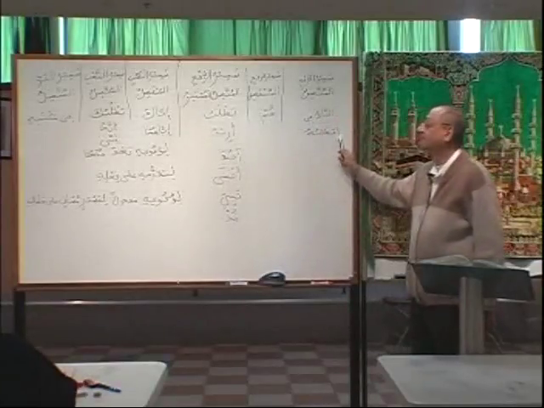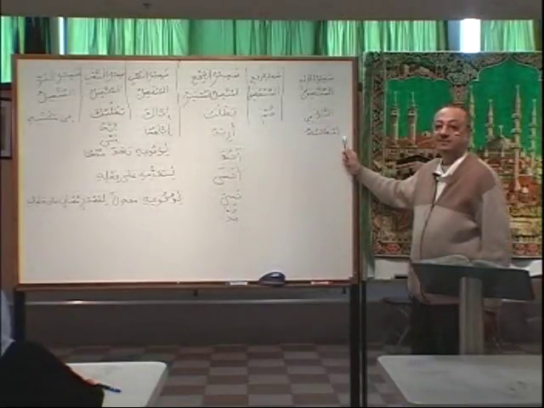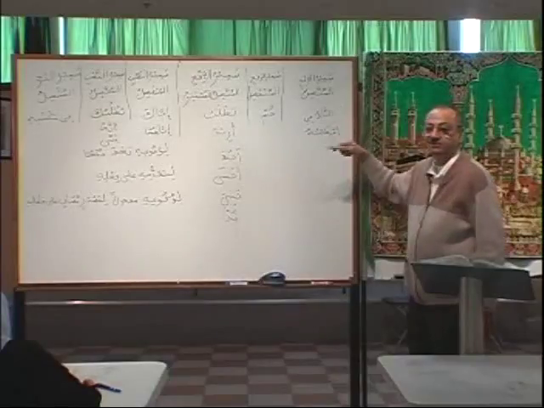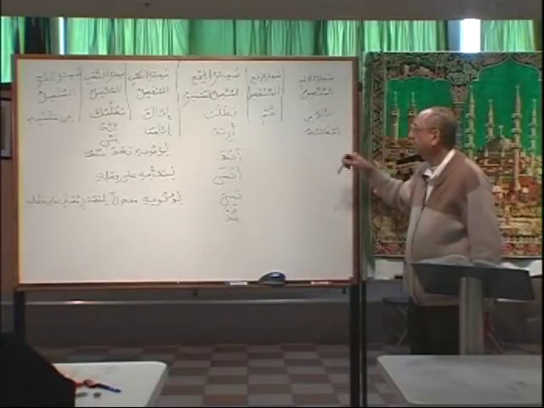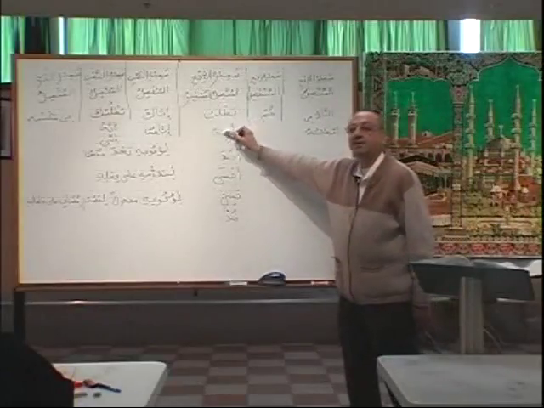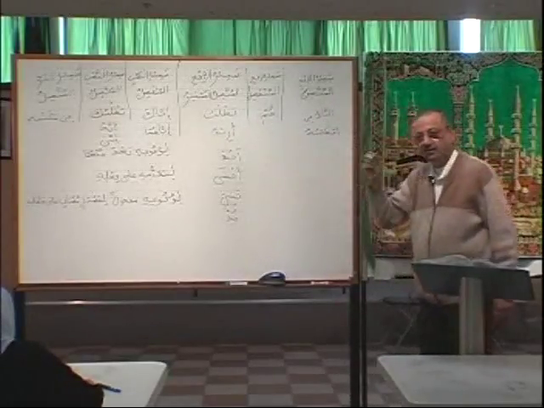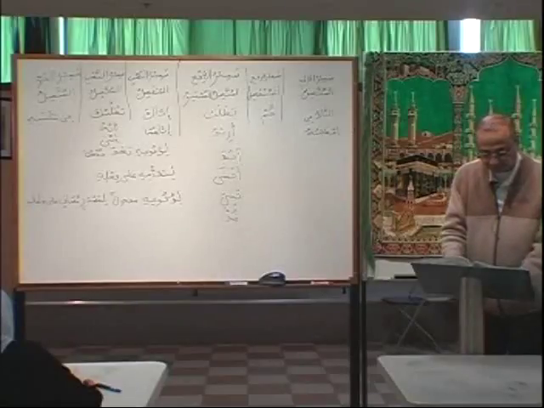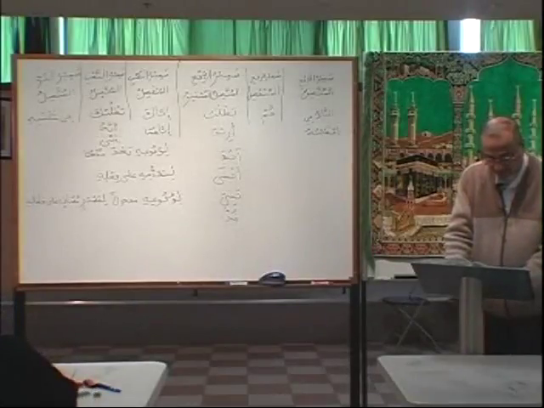It will come in this column. This is damir, which are muttasil. Okay? And here, they are not mustatir. The mustatir are here. They are visible. Got the idea? Alhamdulillah. You can do one more.